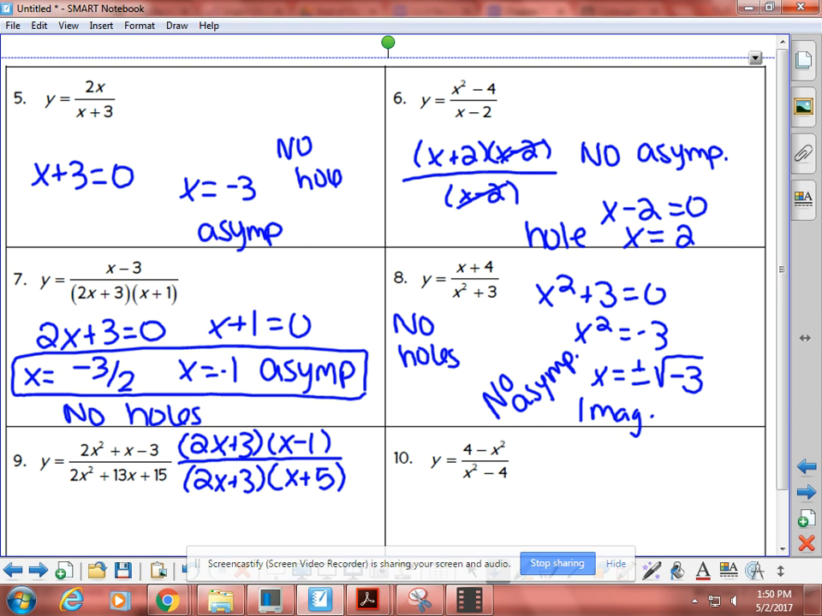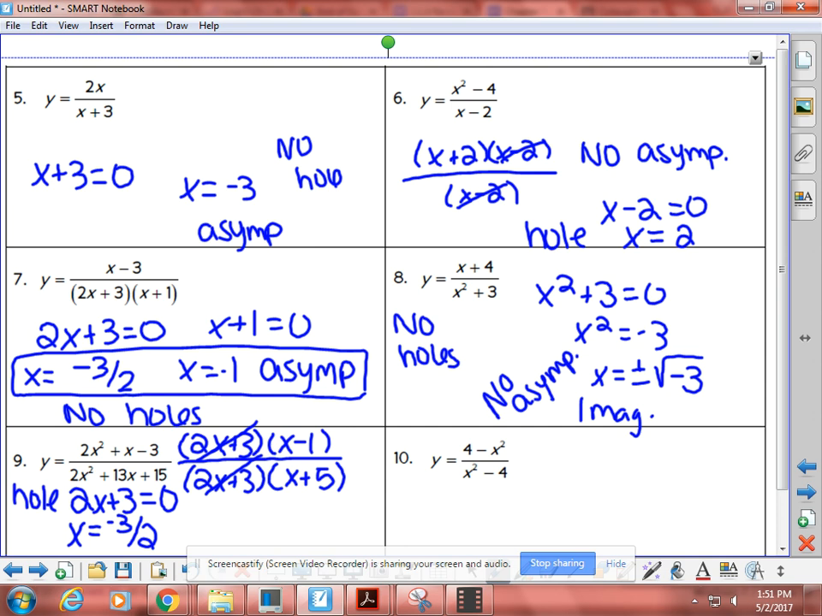Okay, so if we were just finding asymptotes on this, we would set both of them equal to 0 in the bottom. But what I know is that these two can cross out, so that's going to be a hole. I'm going to have a hole at 2x plus 3 equals 0. So my hole is going to be at x equals negative 3 halves.